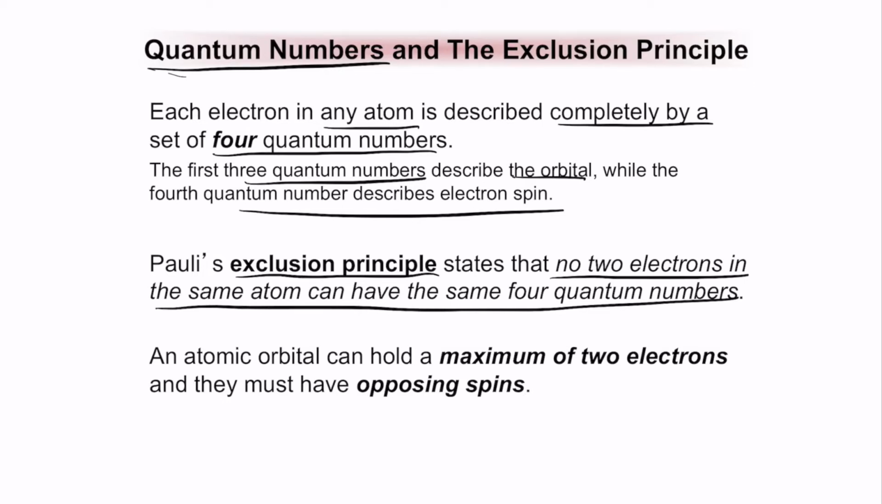That's the reason why when you have two electrons, no two electrons in the same atom will have the same numbers. Even if they are in the same orbital and having the same orientation, the electrons themselves do not have the same spin quantum number. So an atomic orbital can hold a maximum of two electrons, and they must always have opposite spins, which means that one will be plus half, the other will be minus half.